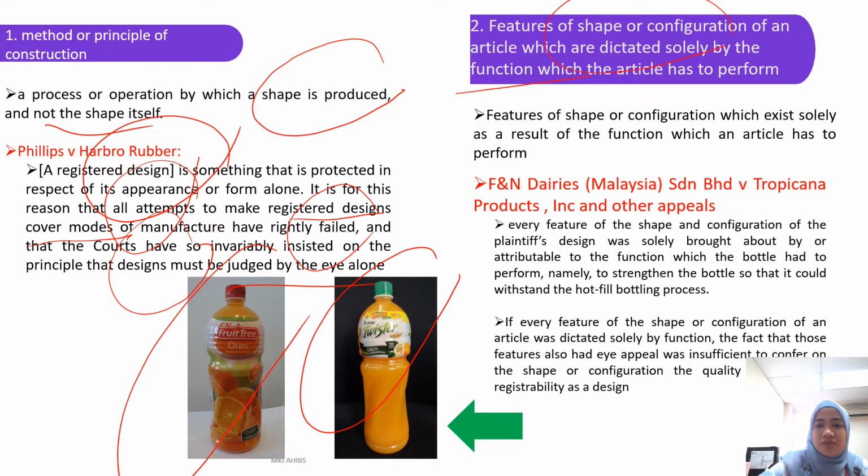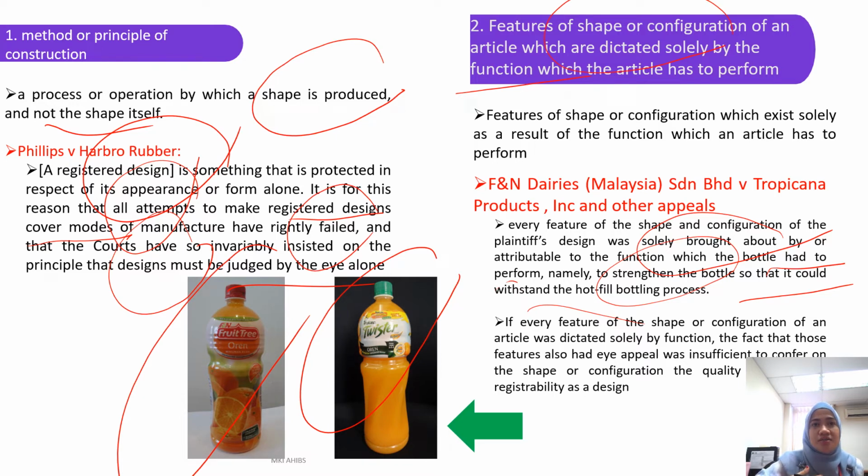Every feature of the shape and configuration of the plaintiff's design was solely brought about by, or attributable to, the function which the bottle had to perform, namely to strengthen the bottle so that it could withstand the hot fill bottling processes.